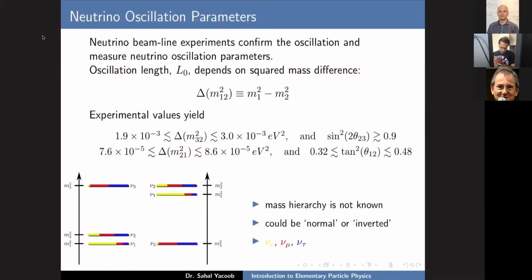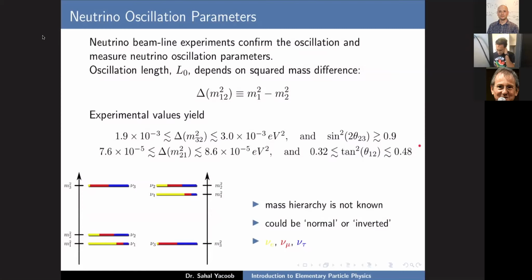After that, we had beamline experiments, which confirmed the oscillation of neutrinos. A beamline experiment is something where we produce neutrinos in a well-controlled way, and we can tune the lengths and the energies to really hit these measurements and measure the parameters, the angles, and the mass differences. Here's a bunch of values.